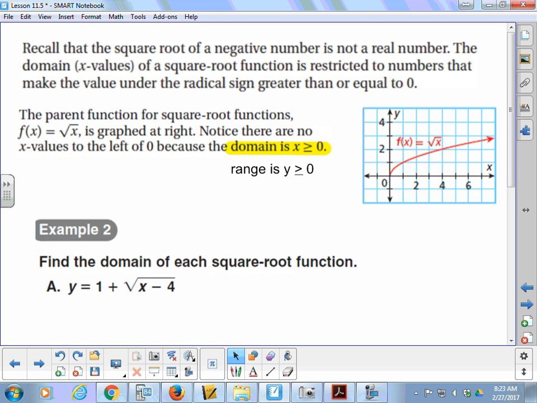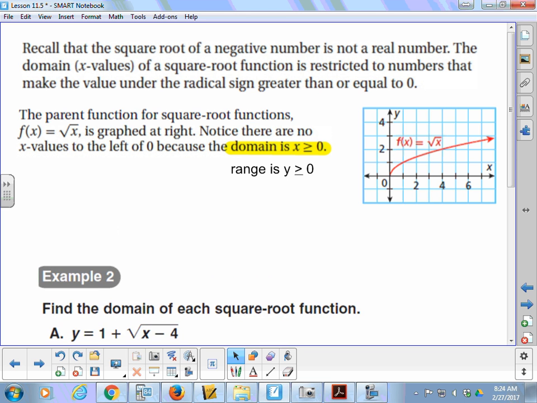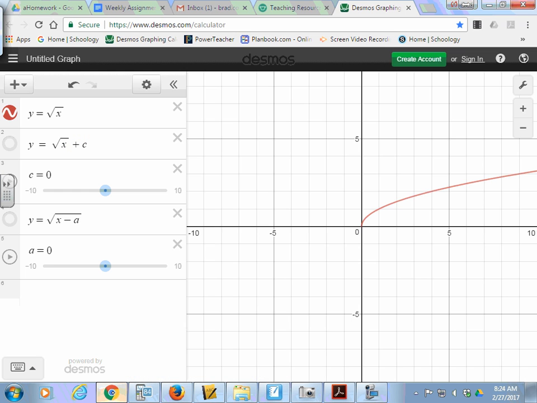All right? So what we're going to do is use Desmos to explore what happens when we change certain things to the parent function, the square root of x. Right? So we are going to look at two things. All right? And now, let's just do this first. Okay? So on Desmos, you're going to put y equals the square root of x in first. All right, so you have the graph of that function.